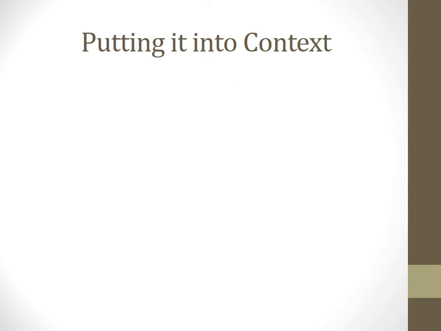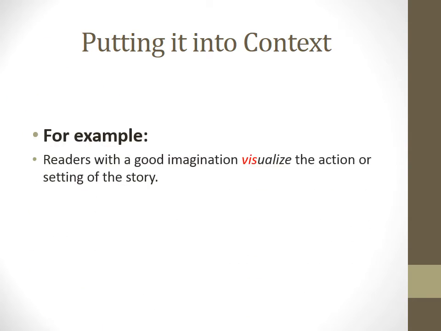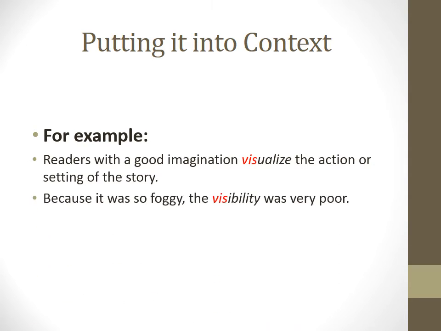sun. So how can we put this into sentence structure context? For example, readers with a good imagination visualize the action or setting of a story. Therefore, I can conclude that visualize means that readers with good imaginations can see the action or the setting of a story. Because it was foggy, the visibility was very poor.